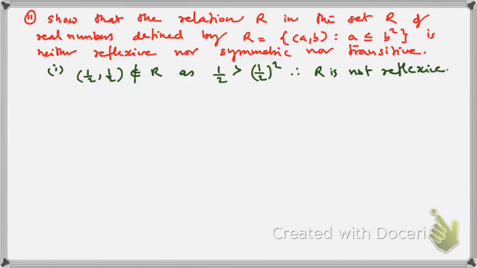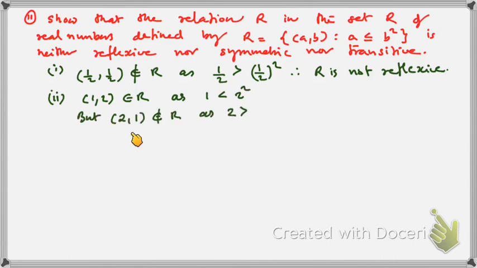And since (1/2, 1/2), that is (a, a), does not belong to R, R is not reflexive. Now I need to prove that it is not symmetric. And what is symmetric? Symmetric means when A goes to B, then the other way around B should go to A. If 1 is related to 3, then 3 should be related to 1. So that's the meaning of symmetry. But I'm going to pick a pair to show that it is not symmetric, a counterexample. So I'm saying (1, 2) belongs to R. 1 is related to 2, and the justification is that 1 is smaller than 2 squared.